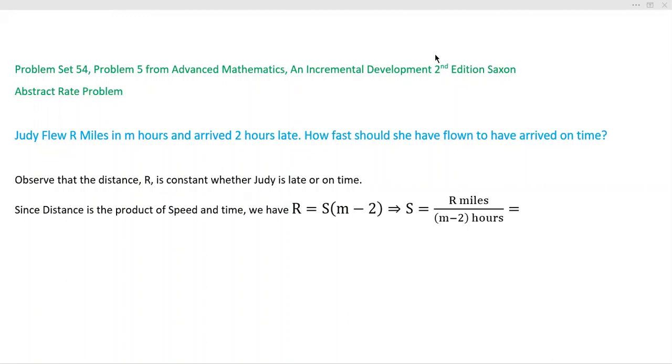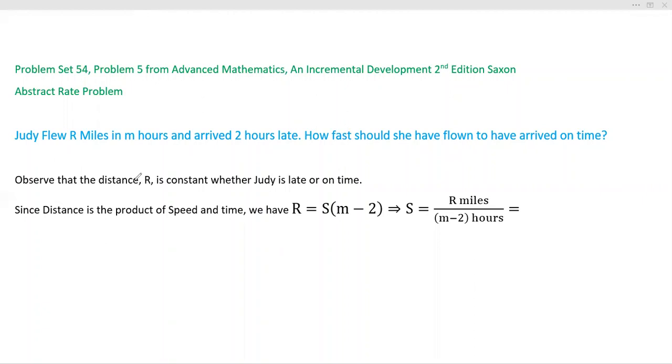And so what we're given right here is that Judy flew R miles in M hours, and that's what makes it abstract. There's no numbers here. It's R miles in M hours. Now, the choice of M here is a little confusing. You might think it stands for miles, but it's M hours, and I think that was probably intentional just to make people think on their own. Now, the only concrete number you're given is that the trip was 2 hours late. So what we're supposed to do is figure out how fast she should have flown to arrive on time.